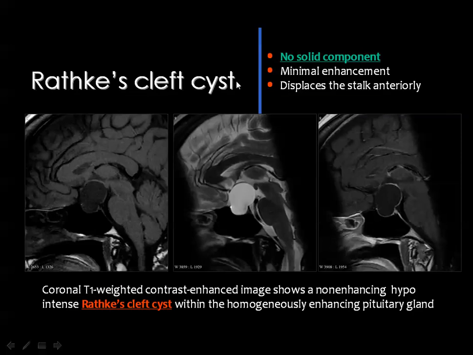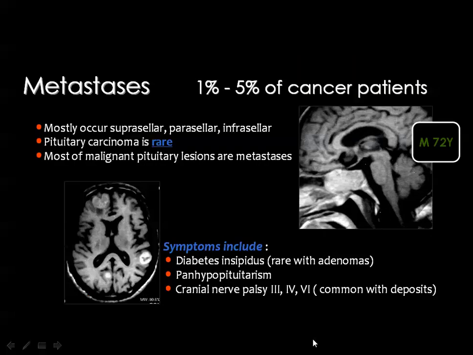Then this Rathke's cleft cyst has no solid component, to differentiate it from the craniopharyngioma. The Rathke's cleft cyst is predominantly an intrasellar pathology, while the craniopharyngioma is a suprasellar pathology, and also it will show no enhancement or minimal marginal enhancement. And this Rathke's cleft cyst usually displaces the infundibular stalk anteriorly.